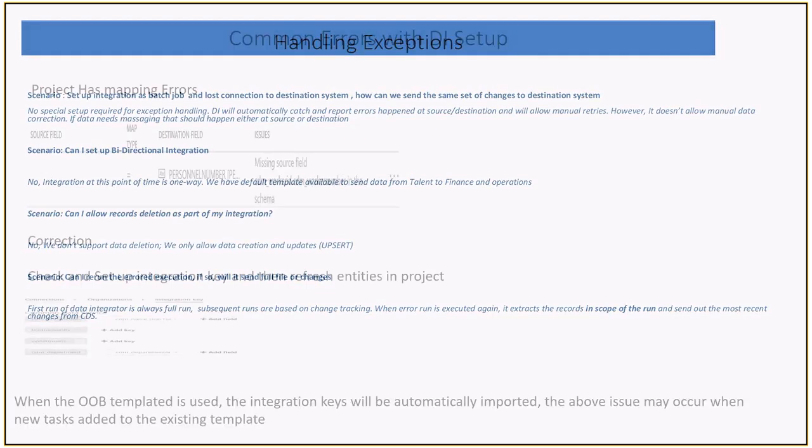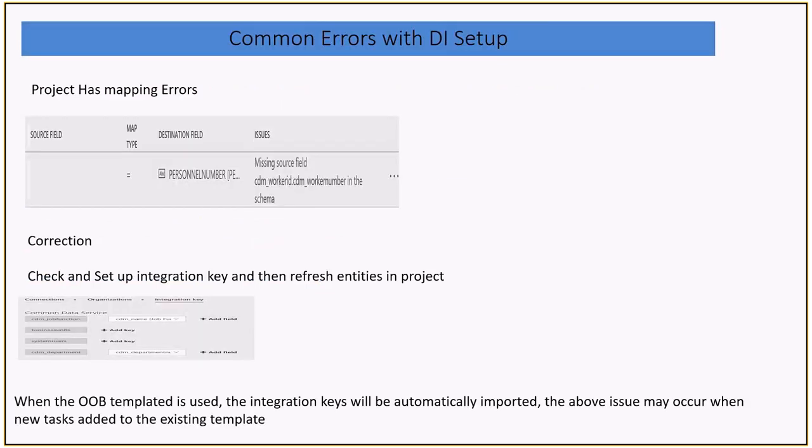Another error we used to have is when you have mapping errors like this, where it says that there are missing source fields. The correction is you might want to check and revisit your integration keys. Those integration keys will be populated out of the box, but if someone has gone to that connection set and maybe removed some of them, you need to correct that. Also, sometimes it happens if you haven't refreshed your entity list in finance and operation. So make sure that you do that as well.